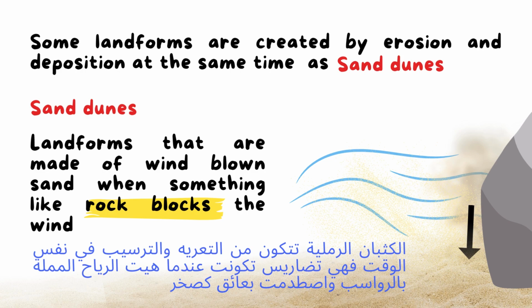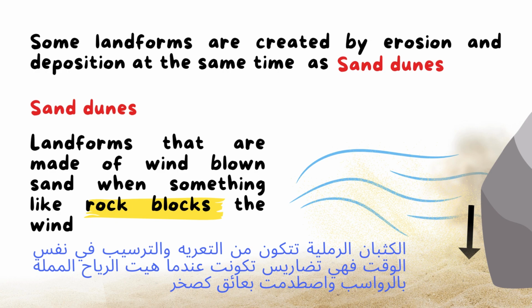Sand dunes are landforms that are made of wind-blown sand when something, like a rock, blocks the wind. The meaning of blocks is to not allow the wind to pass through it or to go further. So what happened? The sediment settles down, falls down to the ground, and forms sand dunes.